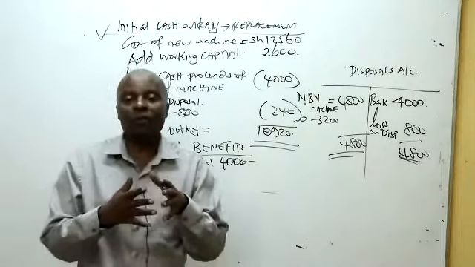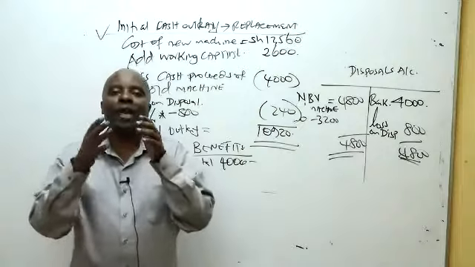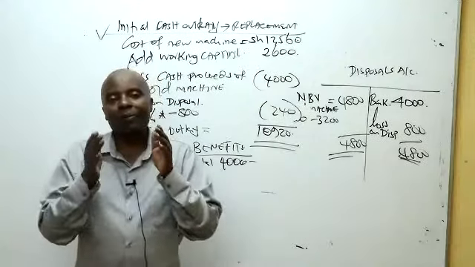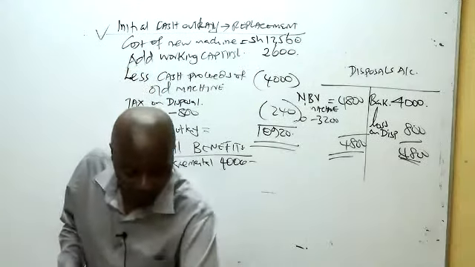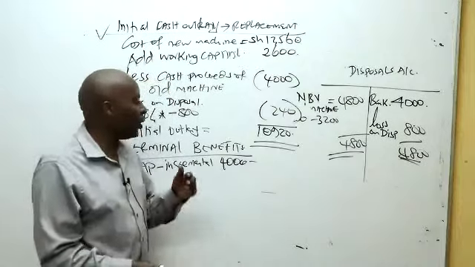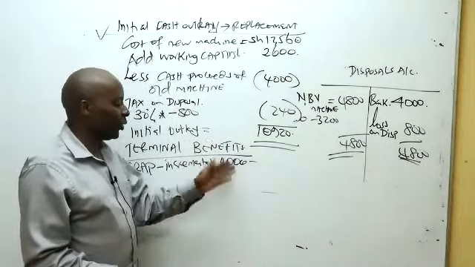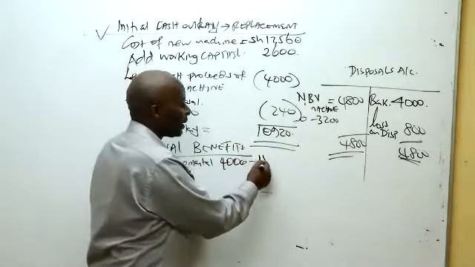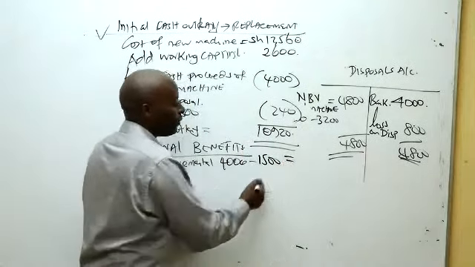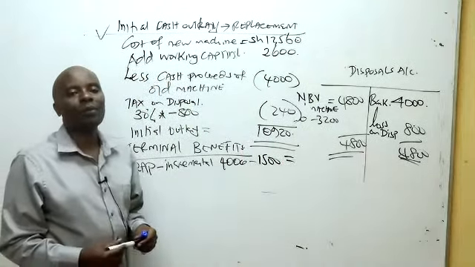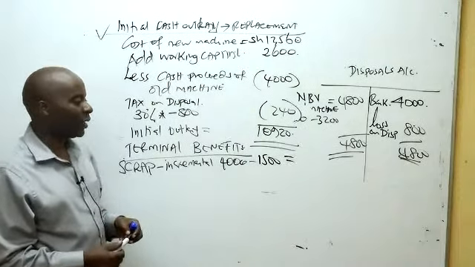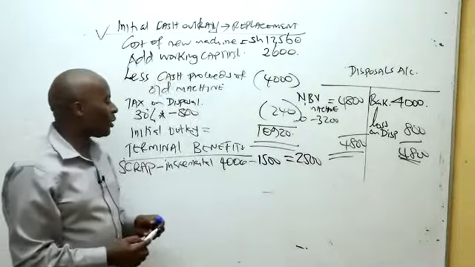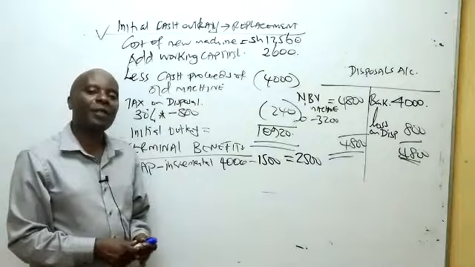So if we were to leave this old machine to continue with us, we are assured of getting 1,500 as the scrap value for the old machine. Therefore, when looking at the net benefit of the new machine, I'll be looking at the scrap of the new minus what scrap the old machine would have given me if I never replaced it, which is 1,500. Could you kindly give us this figure? 4,000 minus 1,500 gives us what here? 2,500.